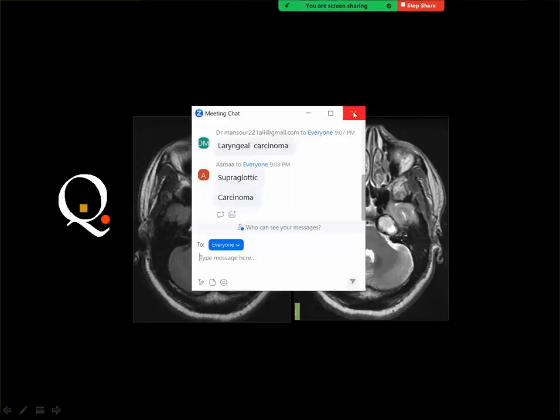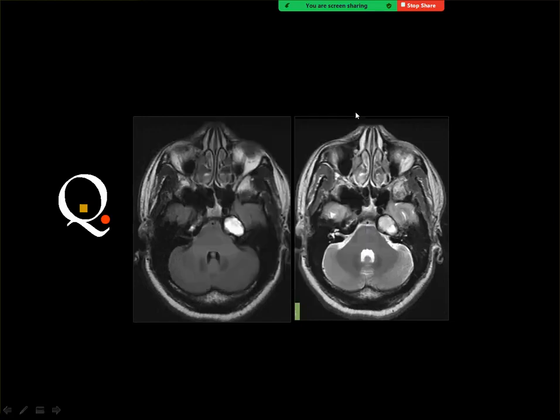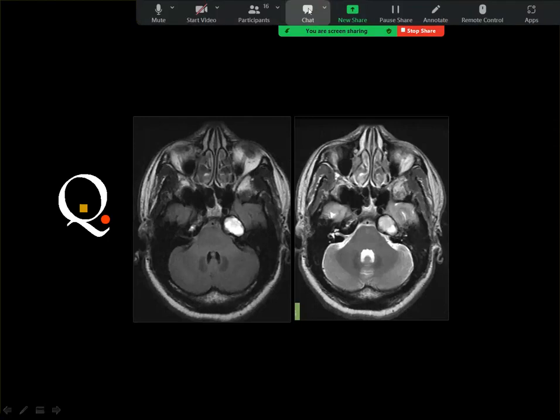Then supraglottic cancer of the previous case, this is the right answer. Then what about this case?